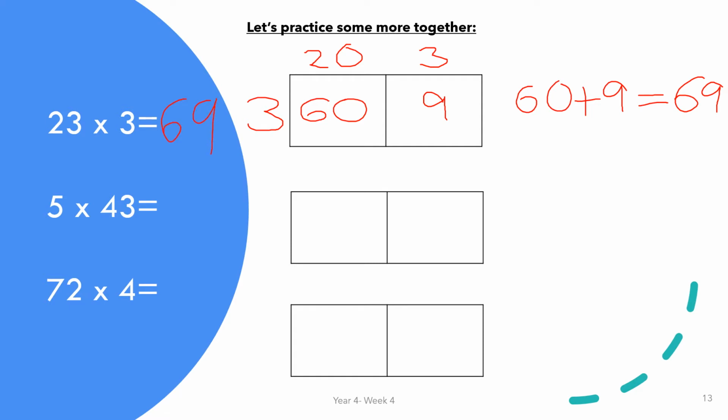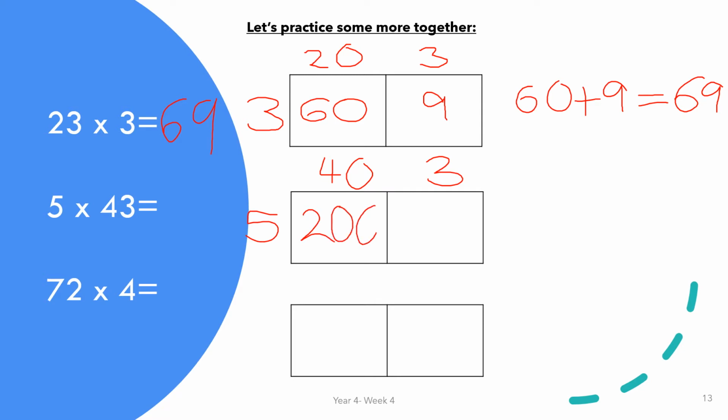Now we've got 5 multiplied by 43. Again, our single digit over here. And our double digit is split into tens and units. We have 40 and 3. Now we do 5 multiplied by 40. We know 5 times 4 is 20.